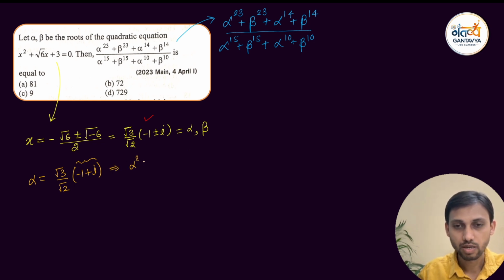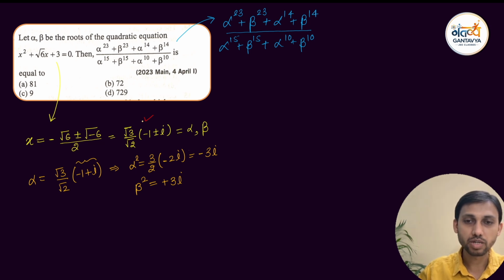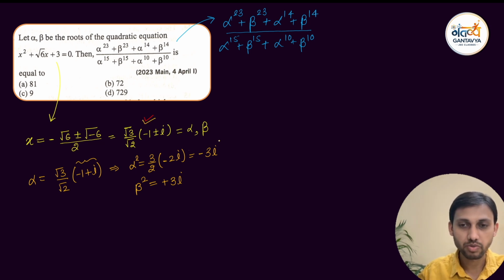So alpha square will become 3 by 2, and with (a plus b) whole square or (a minus b) whole square, I will get 1 and minus 1 for iota square, they will cancel each other and I'll get minus 2 iota. So finally I got minus 3 iota. This is alpha square. Similarly, if I square the other root, definitely it's going to be plus 3 iota. Why? Because both the roots are conjugates of each other, so their squares will also be conjugates of each other. So we are getting minus 3 iota and plus 3 iota. Immediately looking at this, I can say one thing.